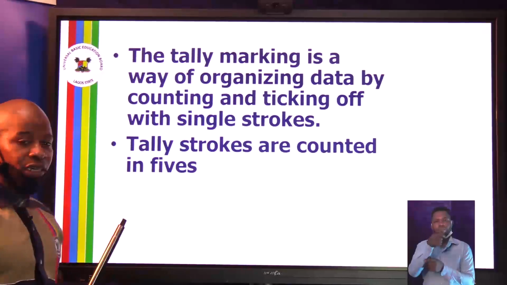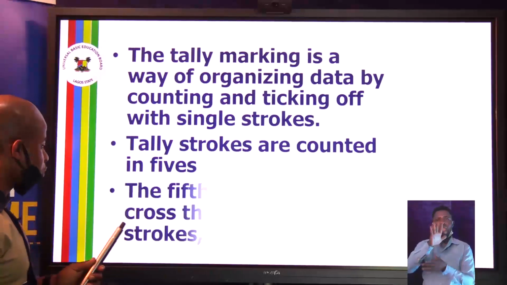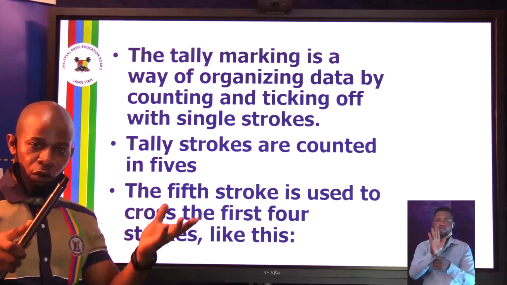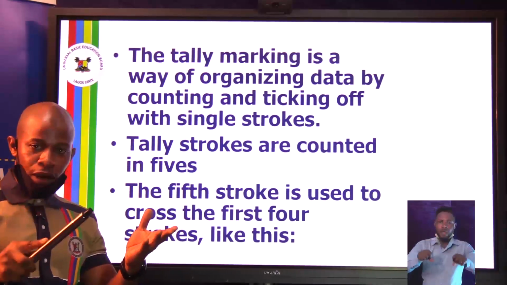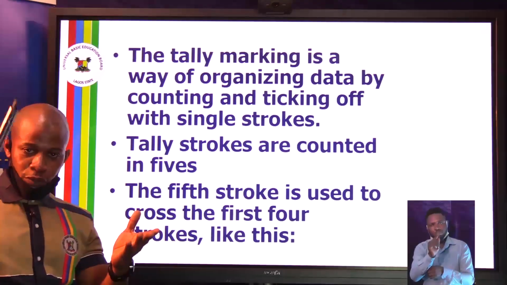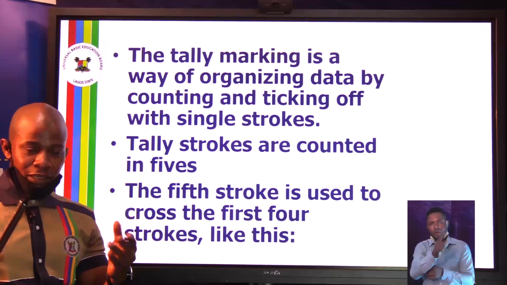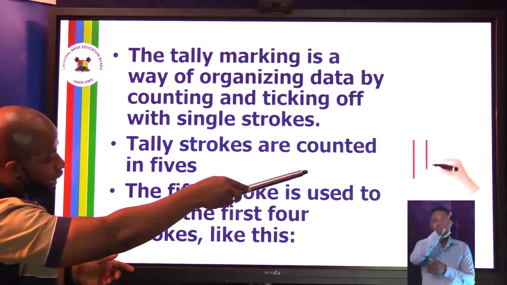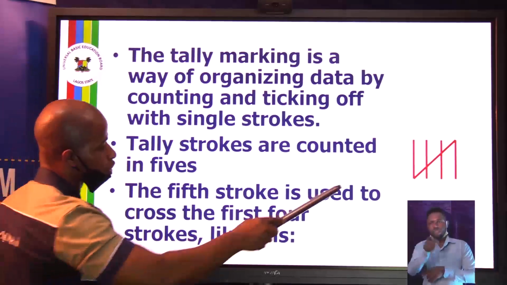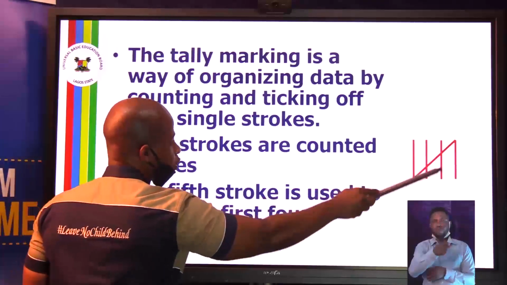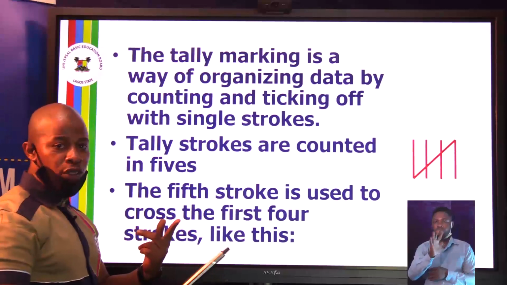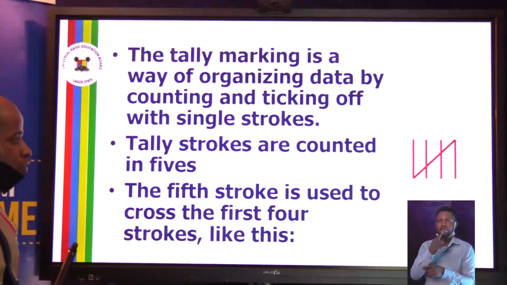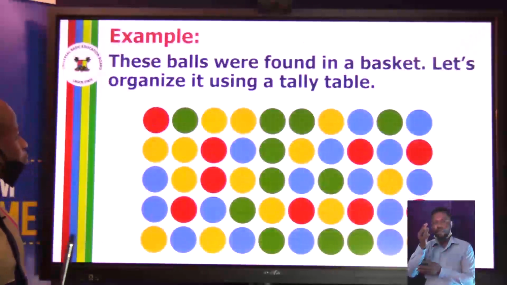Tally strokes are counted in fives, as you will see in the next screen. When you write your tally marks, for one item of bicycle that you see, you make one mark. Another item of bicycle, you make another mark. By the time you get to 5 bicycles, the fifth mark, you will cross it like is shown here. See, 1, 2, 3, 4. Then you usually use the fifth stroke to cross the first 4, and you count in fives. Let's see this in practice.